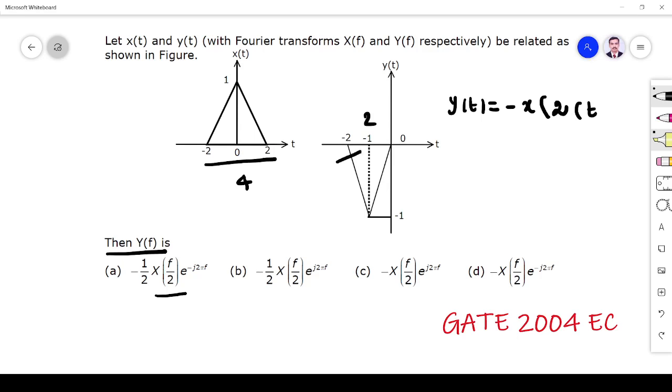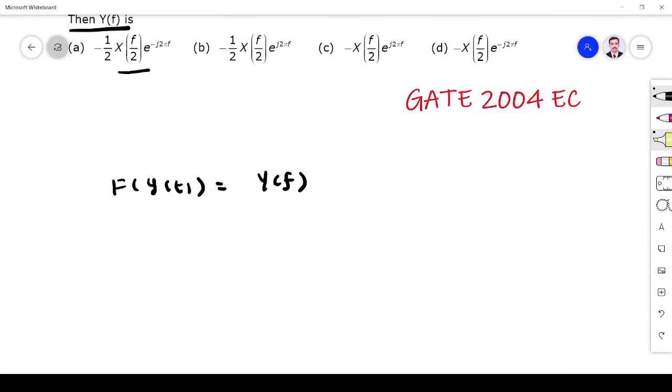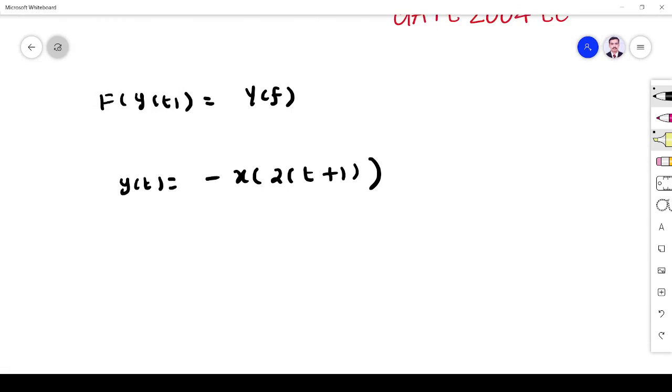From here you see what is the new center. It is -1. So -1 means left shifted. So put +1. Right. So what is y of t? y of t is equal to minus x of 2t plus 1, right? So from this we can easily do the problem.